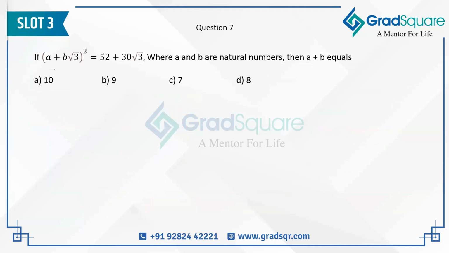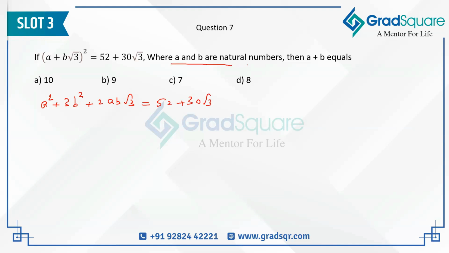Let's look at question number 7. It says A plus B under root of 3, raised to the power of 2, is equal to 52 plus 30 times root 3. Correct. Now, if you expand this on the left hand side, it will turn out to be A square plus 3 times B square plus 2AB root 3. And on the right hand side, this value should be equal to 52 plus 30 root 3.